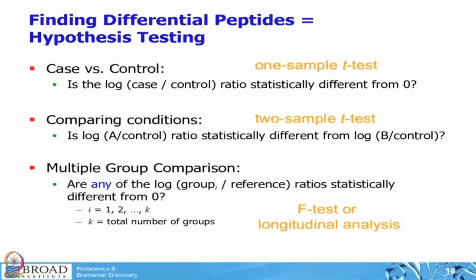So, I have 5 PAM50 groups for breast cancer. Can I find a marker that is different in any one of those groups? So, that is a multi-group problem. And so, for each of these scenarios, you would do a different kind of test.